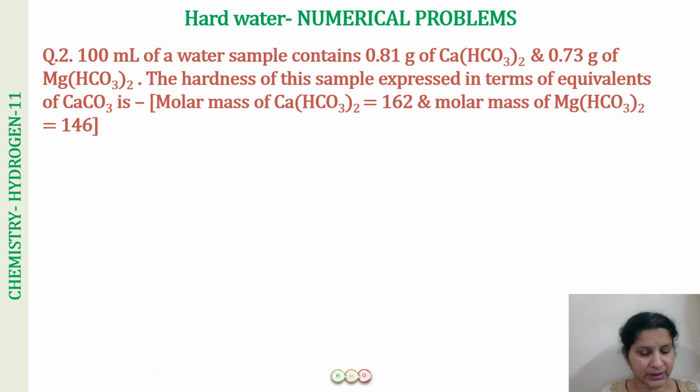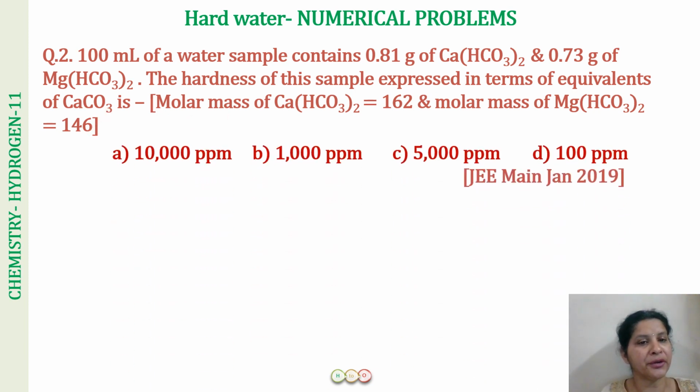So the next question is that 100 ml of water sample contains 0.81 gram of calcium bicarbonate and 0.073 grams of magnesium bicarbonate. The hardness of the sample expressed in terms of the equivalence of calcium carbonate is: molar mass of calcium bicarbonate is 162, molar mass of magnesium bicarbonate is 146. The choices given to you are 10,000 ppm, 1,000, 5,000 and 100 ppm. JEE Mains January 2019. So this should not at all be difficult for you.